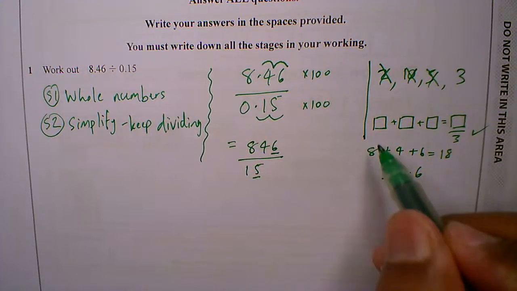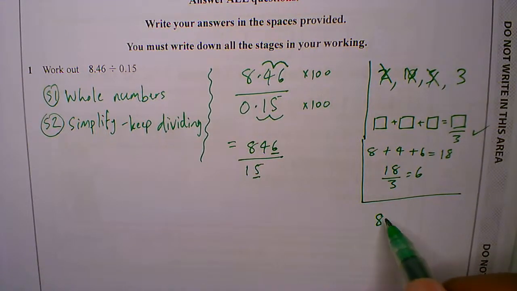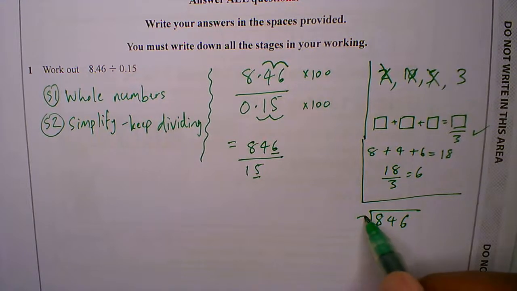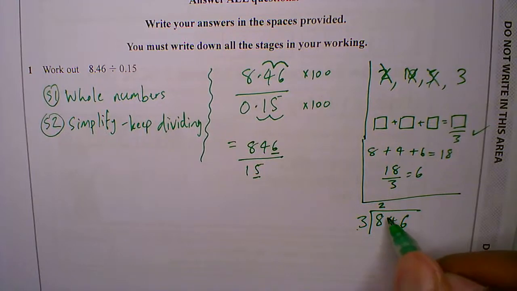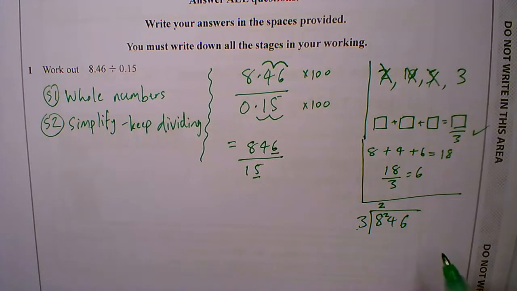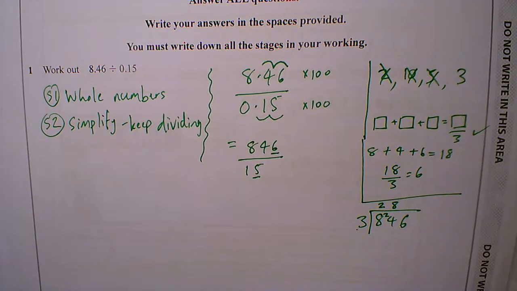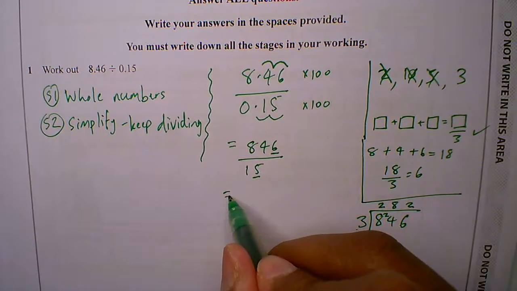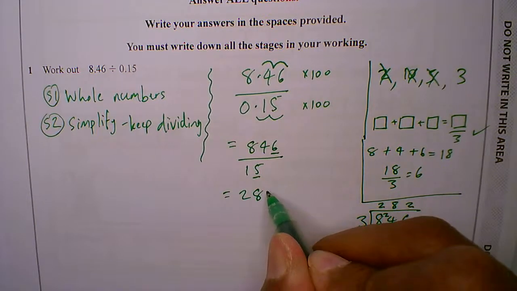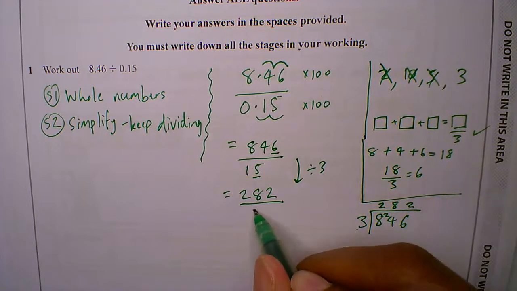So I'm now going to actually work this out. So I'm going to do 846 divided by 3. Does 3 go into 8? It does. 3, 6, it goes in twice. Remainder 2. Does 3 go into 24? Yes, it does. 3, 6, 9, 12, 15, 18, 21, 24, that's 8 times. And 3 goes into 6 twice. So my answer is 282. And I can divide 15 by 3 gives me 5.